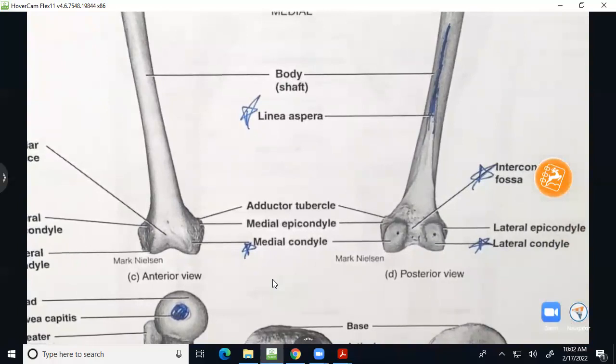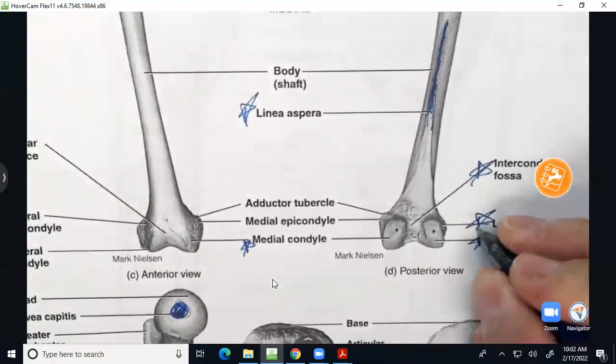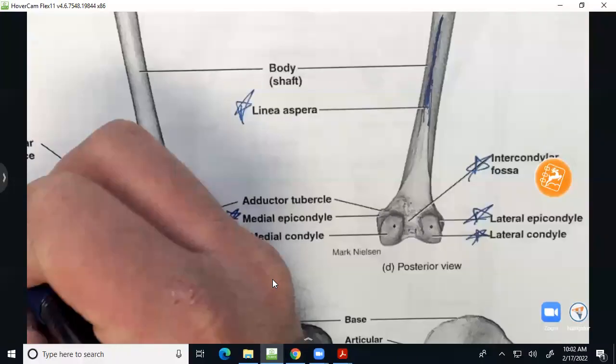Now, not to be confused with the two condyles are the two epicondyles.